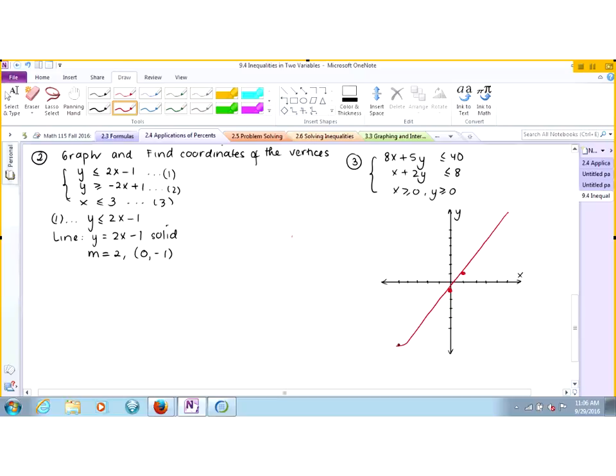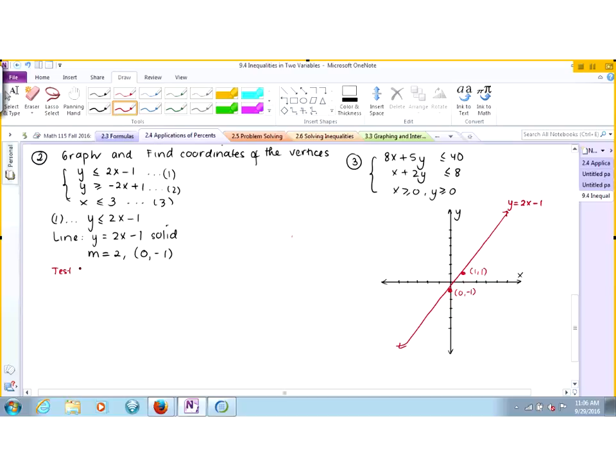So I am just going to do this. Does it work? Yeah, it does. Sort of. And this is what line? Y equals 2x minus 1. Okay. So label this 0, negative 1, and then 1, 1. All right.